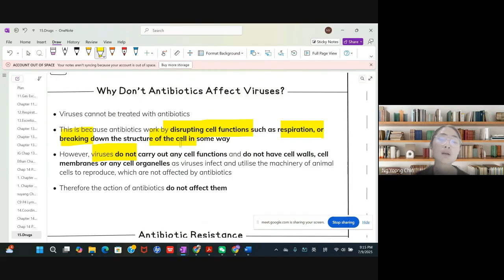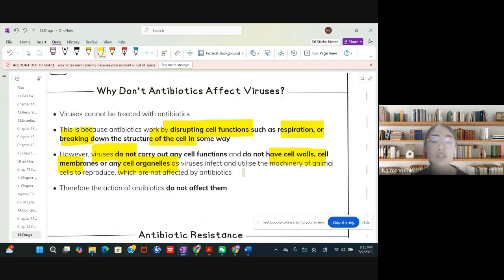They do not carry out any function of a cell, and they don't have a cell wall, cell membrane, or any other organelle. They also don't have ribosomes inside. So this makes them not affected by antibiotics.